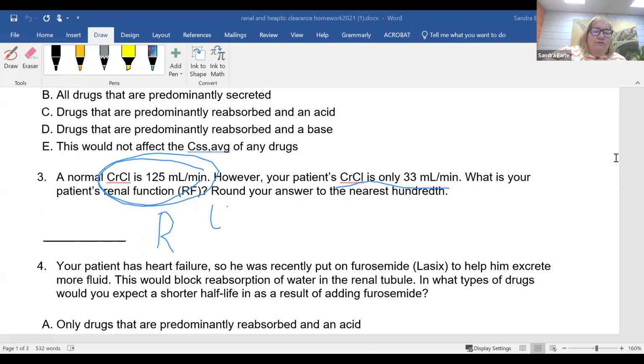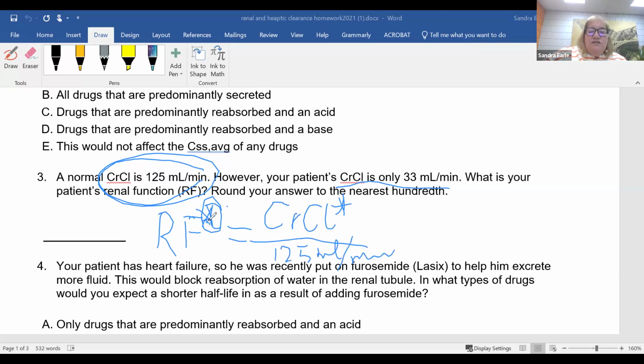In order to figure out renal function, and you're given this in your equation sheet, your patient's renal function will be your patient's creatinine clearance divided by the gold standard, which is 125 mils per minute. You just need to make sure you're in the same units, right? In this case, I made it really easy. You just divide 33 by 125, and I think it comes out to be like 0.26. Yeah, 0.26.